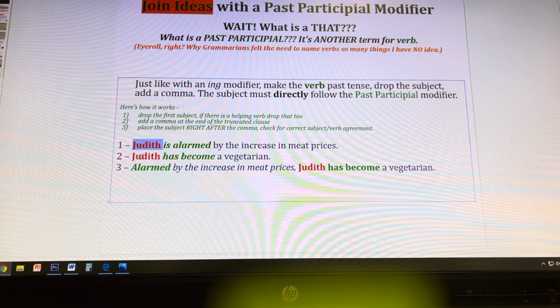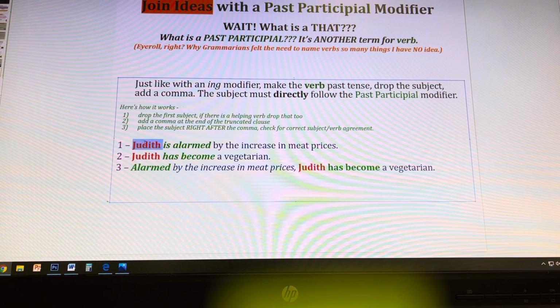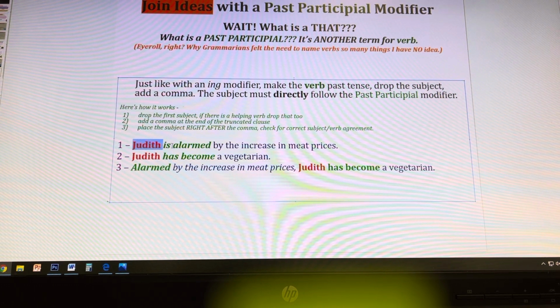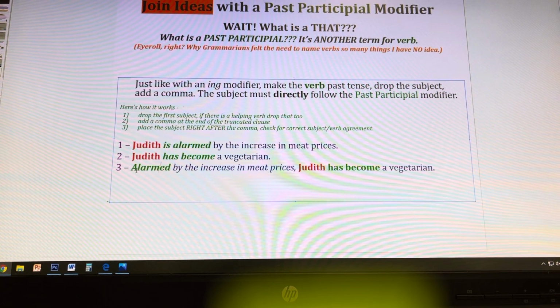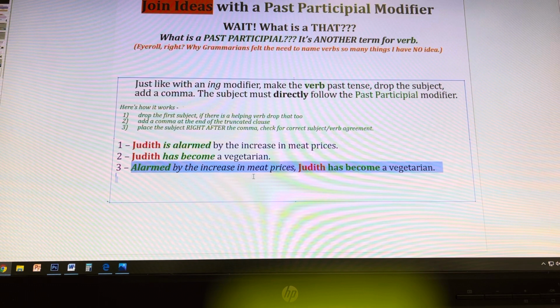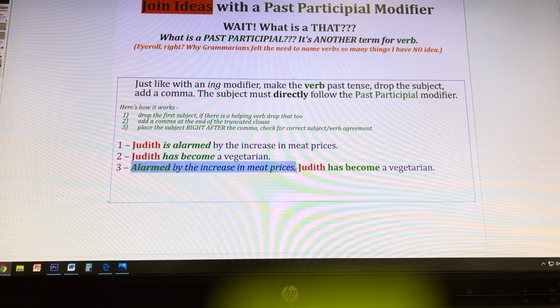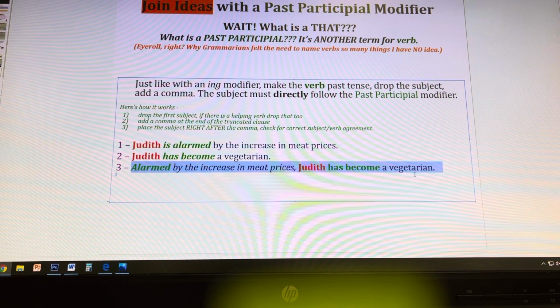Judith is doing this one, Judith is doing that one. We only need one Judith. No offense to Judith, she's good enough on her own. And we need to drop the is, turning that into a past tense. So, alarmed by the increase in meat prices, comma, Judith has become a vegetarian.